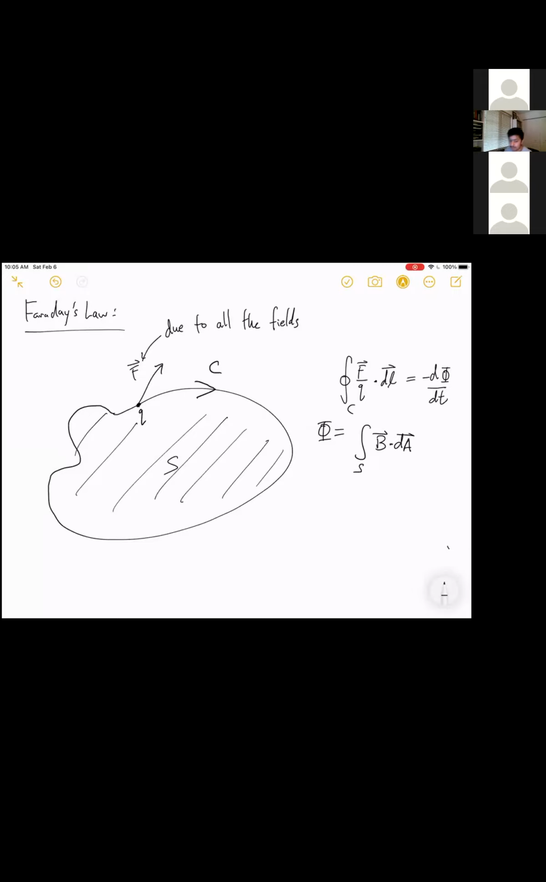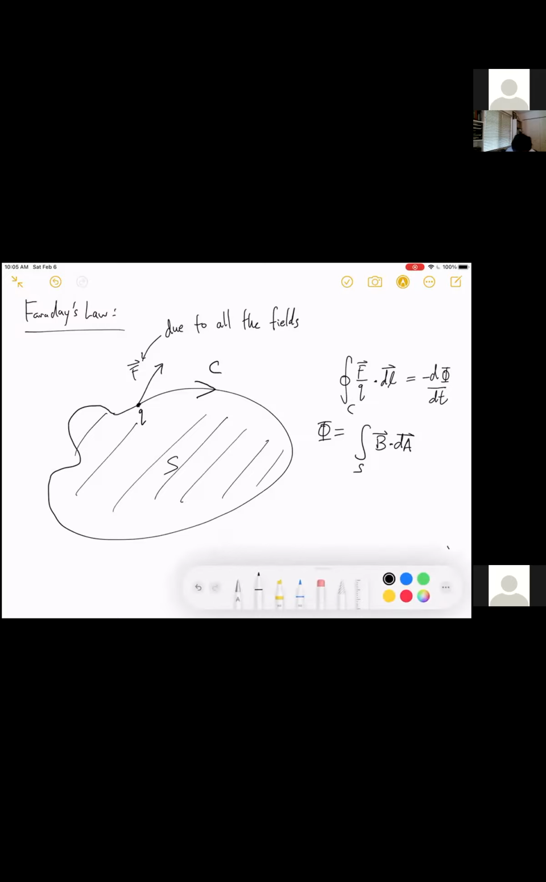Okay, but this is a bit abstract right now. So we'll go into a couple of very important cases of Faraday's law and discuss those a little bit. But before that, let's quickly discuss the negative sign found here in Faraday's law. Let me orient this counterclockwise.